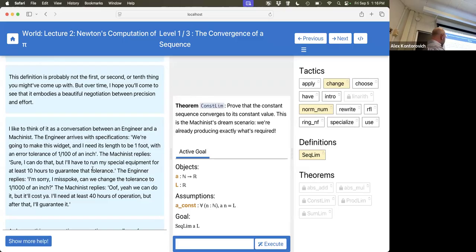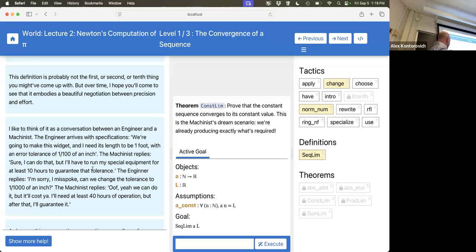And the machinist says, well, yeah, I can do that, but I have this equipment that will make your widget exactly 1 foot in length, give or take a tolerance of 1/100, but I'm going to have to run it for 10 hours to guarantee that tolerance. There's going to be a cost imposed on your specification of a tolerance.